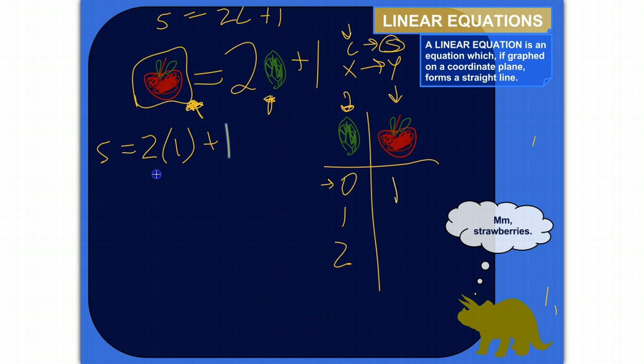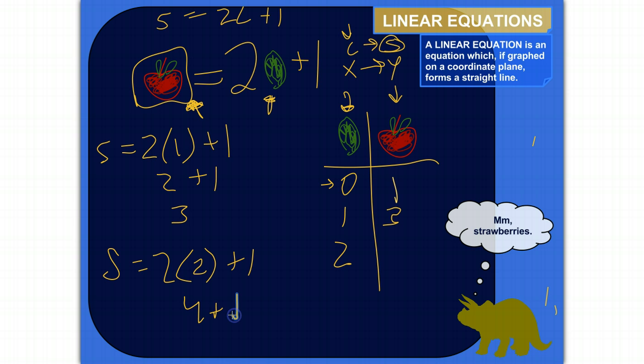Okay, so let's plug in 1 for leaves. So strawberries is equal to 2 times leaves, and in this case we're putting in 1 leaf, plus 1. So 2 times 1 is 2. Let me add 1 to that. So S is equal to 3. And let's try our third value here. S is equal to 2 times leaves, and leaves is going to be 2 in this case, plus 1. So 2 times 2 is 4, plus 1 is equal to 5. So here are 3 data points for this linear equation.